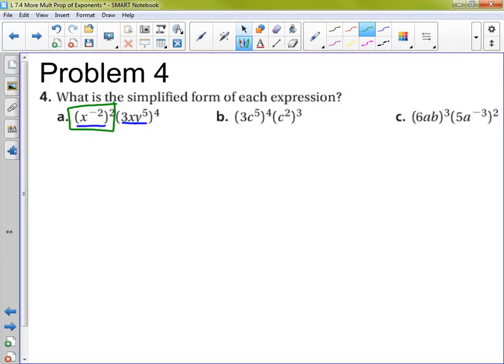So I'm going to look at the first part. X to the negative 2 raised to the second. 2 times negative 2 is negative 4, so that's x to the negative 4th. The second part, I'm going to take the outside exponent and give it to each piece inside. So it's 3 to the 4th, x to the 4th, and y to the 5th raised to the 4th.